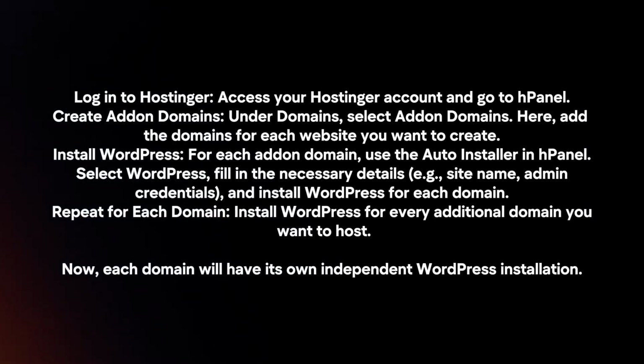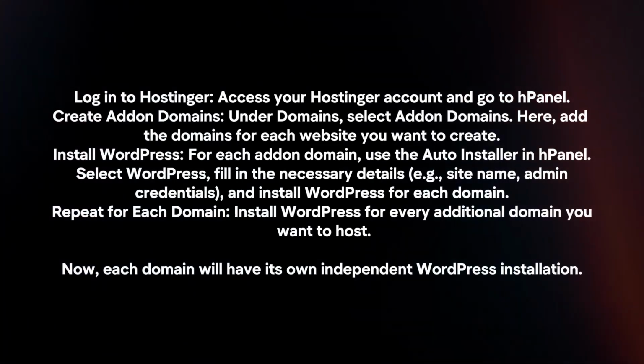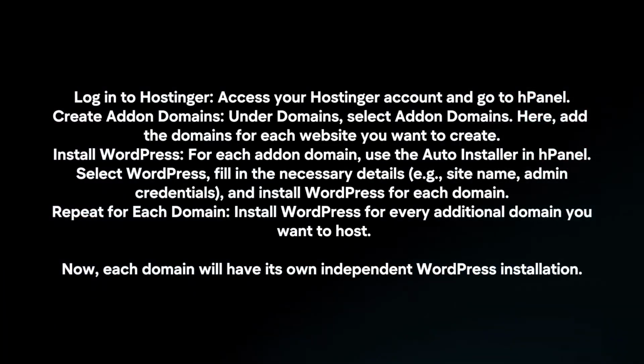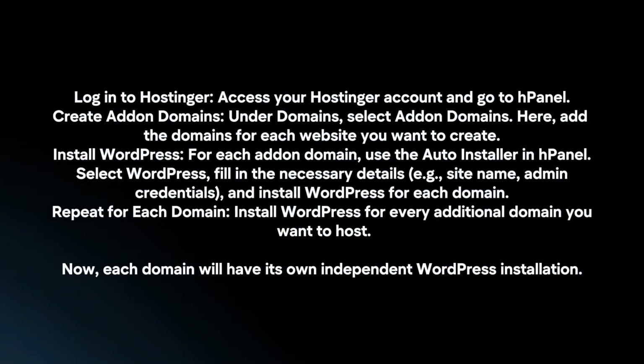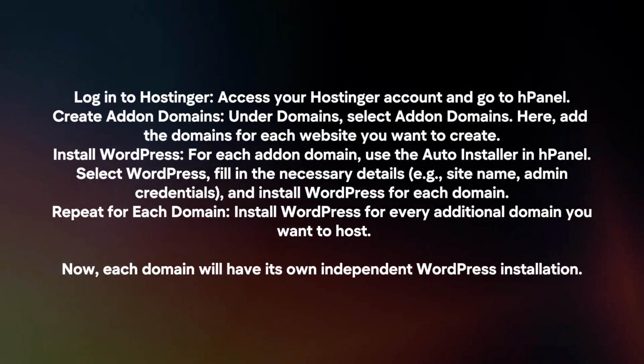Log into Hostinger. Access your Hostinger account and go to hPanel. Create add-on domains. Under Domains, select Add-on Domains. Here, add the domains for each website you want to create.